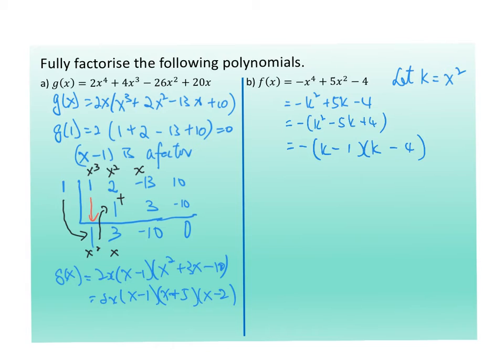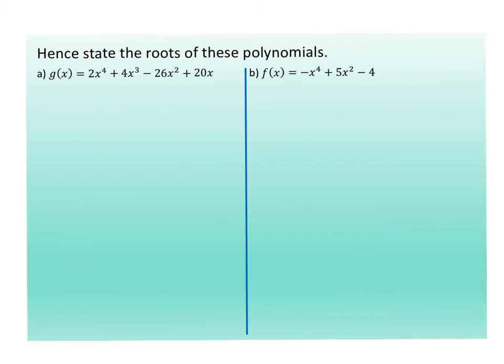Got it? So from here, you have to substitute x squared in. So it's minus (x squared minus 1)(x squared minus 4). And you know these are a difference of perfect squares, or difference of two squares: minus (x plus 1)(x minus 1)(x plus 2)(x minus 2). All right? Makes life a little bit easier. I'll give you a couple of seconds to digest that. From here, fully factorize. And, all right, next one.